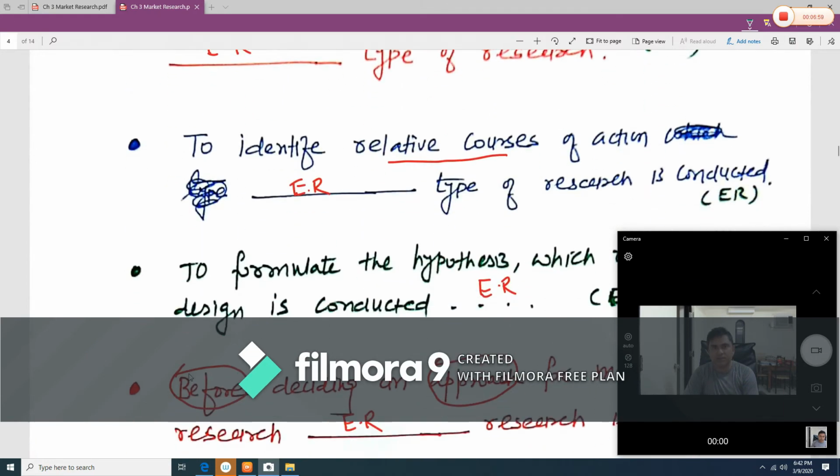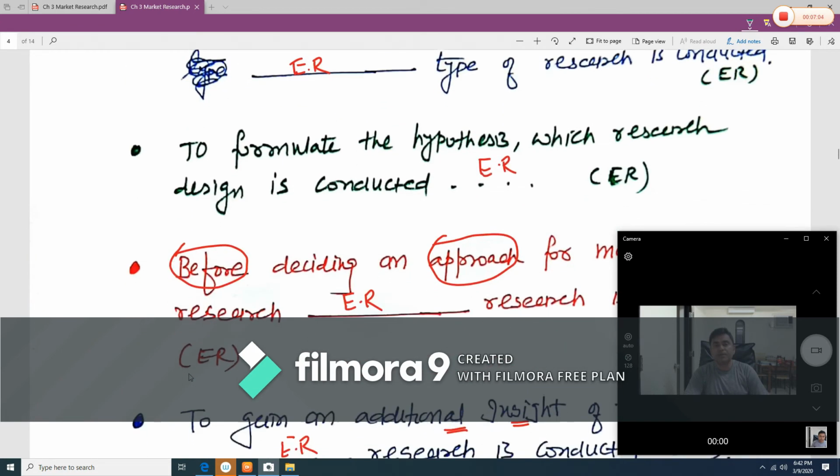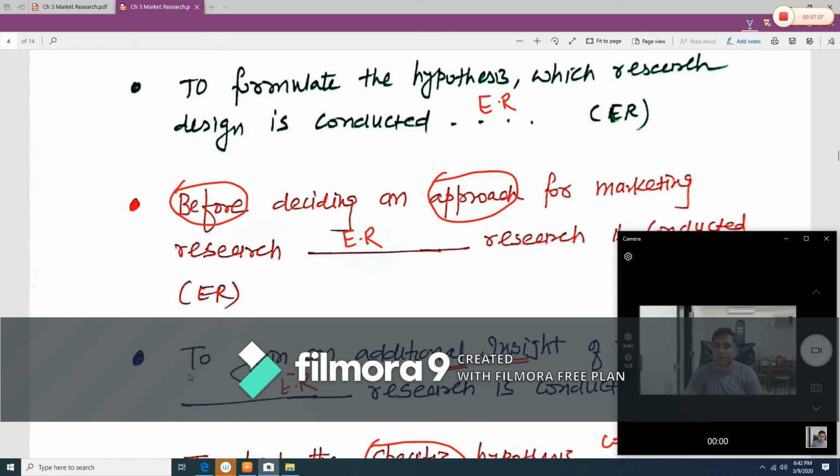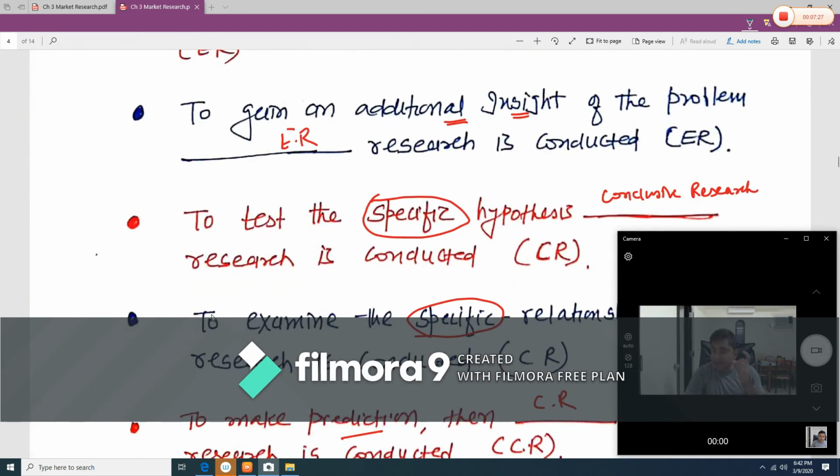the exploratory research. To define the relevant courses of action, you have to go for exploratory research. To formulate the hypothesis for which the research design is conducted, you have to go for exploratory research. Before deciding on an approach, meaning how you are going to analyze the data and which particular method you are going to use, you have to conduct exploratory research. To gain additional insight into the problem itself, again we are moving around the problem, it is known as exploratory research.